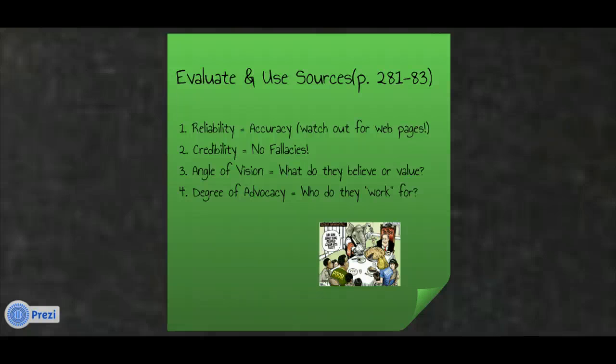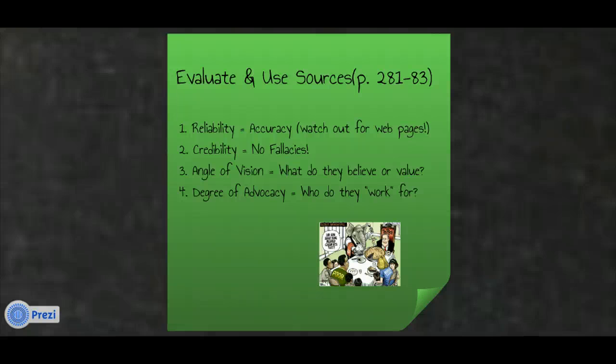Credibility is the next one. You want to make sure there's no fallacies in what this person is saying. And fortunately, because we've been talking about those, you hopefully know how to identify them. Next, you want to be thinking about their angle of vision. You know, what do they believe in value? Can you tell where this author is coming from?